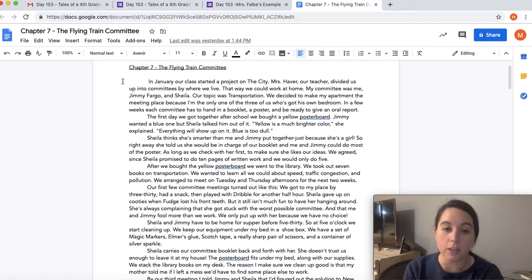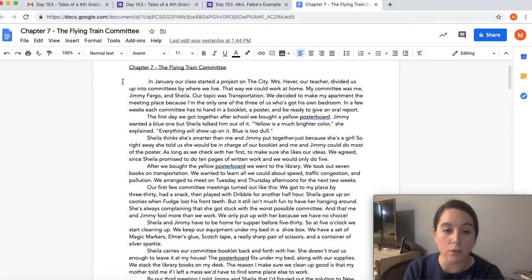After we bought the yellow poster board, we went to the library. We took out 7 books on transportation. We wanted to learn all about speed, traffic congestion, and pollution. We arranged to meet on Tuesday and Thursday afternoons for the next 2 weeks. Our first few committee meetings turned out like this. We got to my place by 3:30, had a snack, and then played with Dribble for another half an hour.